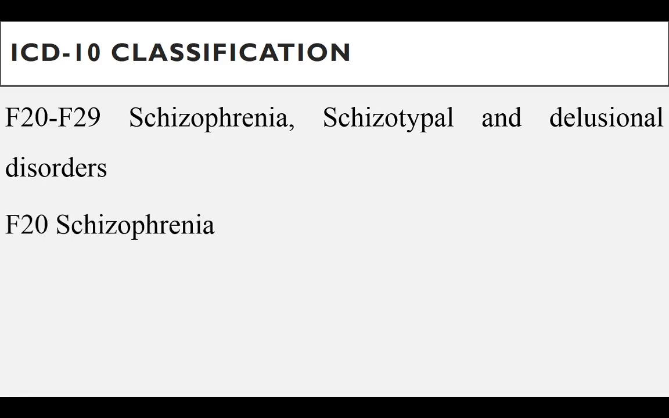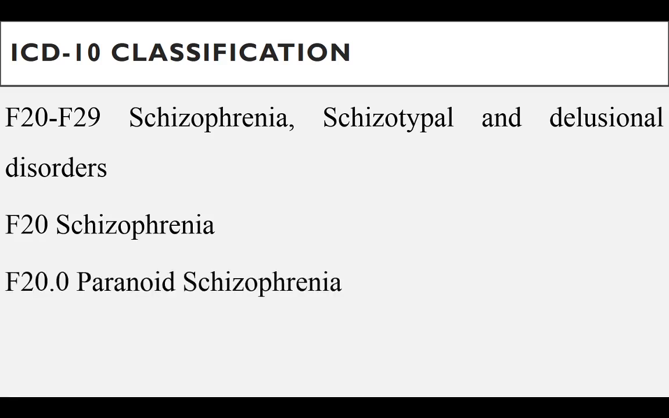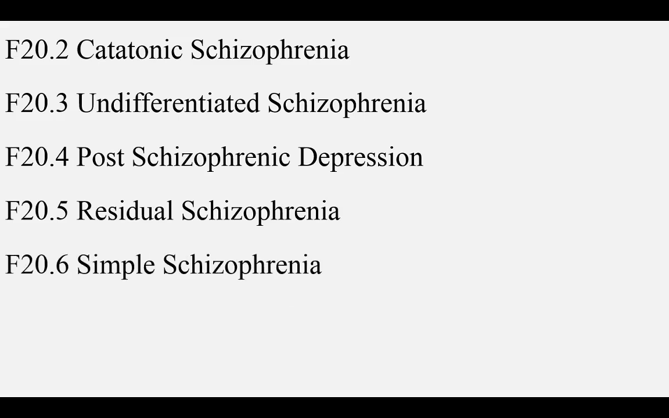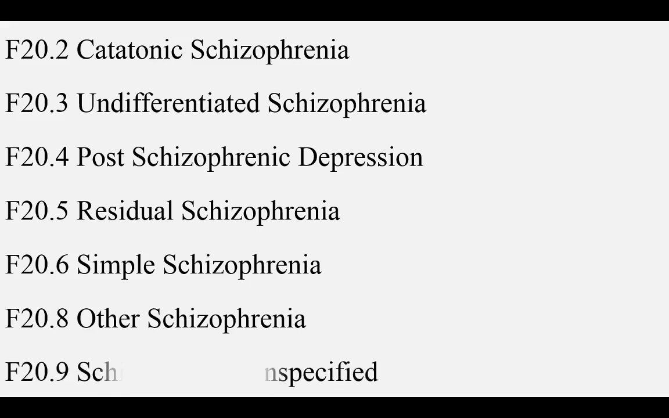Right, now let's see. So F20, schizophrenia. F20.0, it is paranoid schizophrenia. F20.1, hebephrenic schizophrenia. F20.2, catatonic schizophrenia. F20.3, undifferentiated schizophrenia. F20.4, post-schizophrenic depression. F20.5, residual schizophrenia. F20.6, simple schizophrenia. F20.8, other schizophrenia. F20.9, schizophrenia unspecified. This is the F20. Under schizophrenia, we have this.